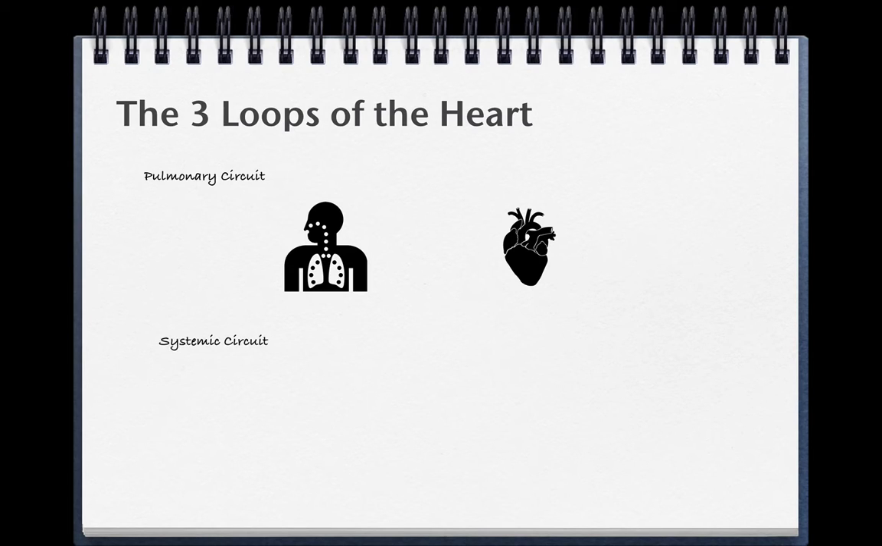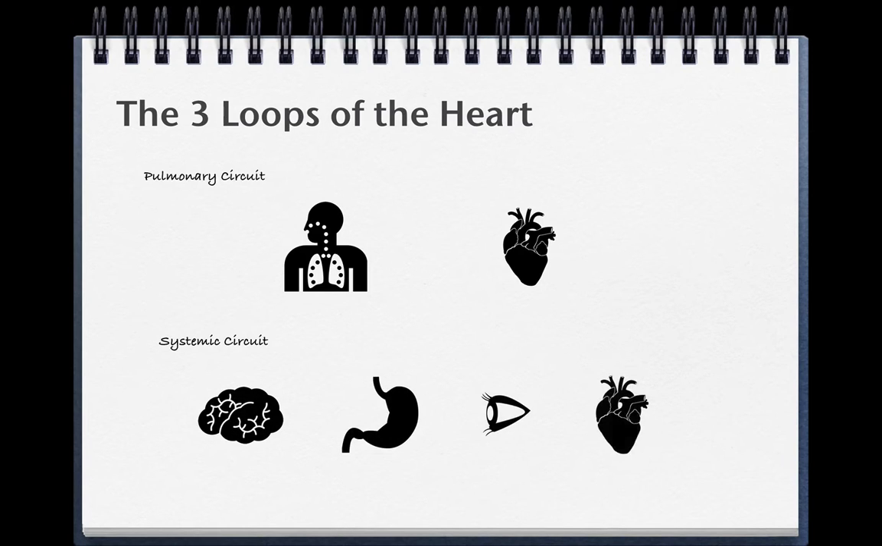The systemic circuit carries blood between the heart and the rest of the body. It supplies oxygen and nutrients to the body tissues and organs and picks up carbon dioxide and other wastes from them. The oxygen-poor blood then returns to the heart via the systemic circuit. We'll look at how the blood flows in the heart and to the rest of the body on the next slide. Well, now let's look at the actual blood flow.